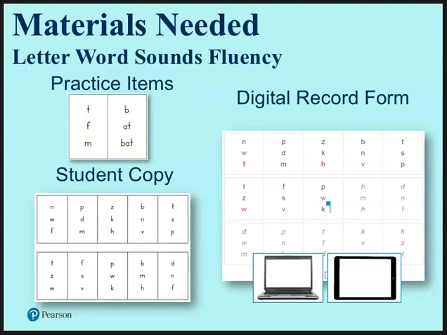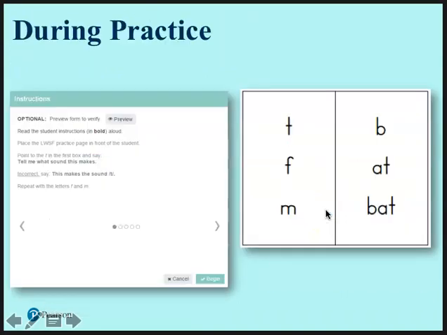Students will receive practice items and the assessment in front of them on paper, and the person doing the assessment will be recording on a digital record form. They will be marking what letters the student has said the sound incorrectly for and the last sound attempted. Because this is a standardized assessment, the directions and practice will be read word for word.